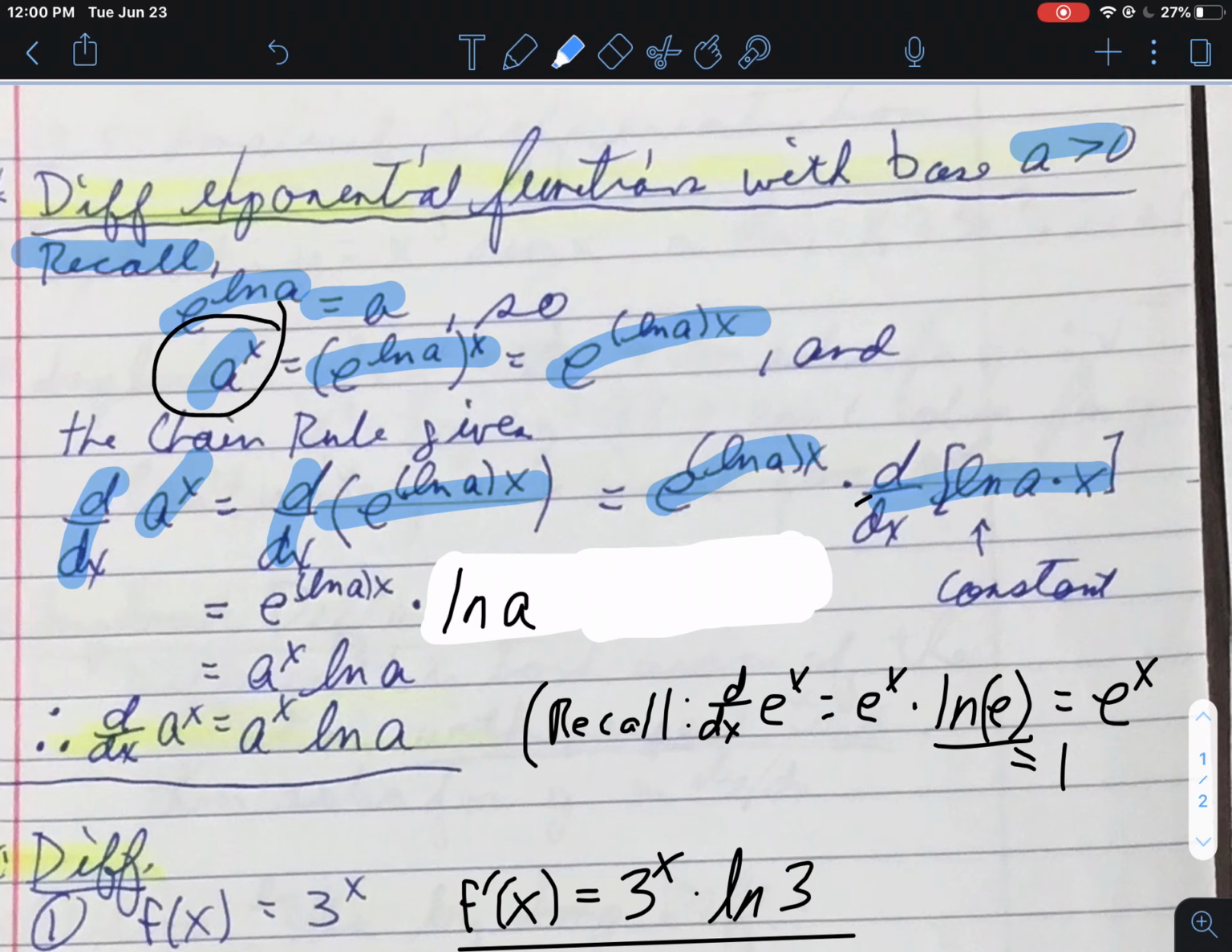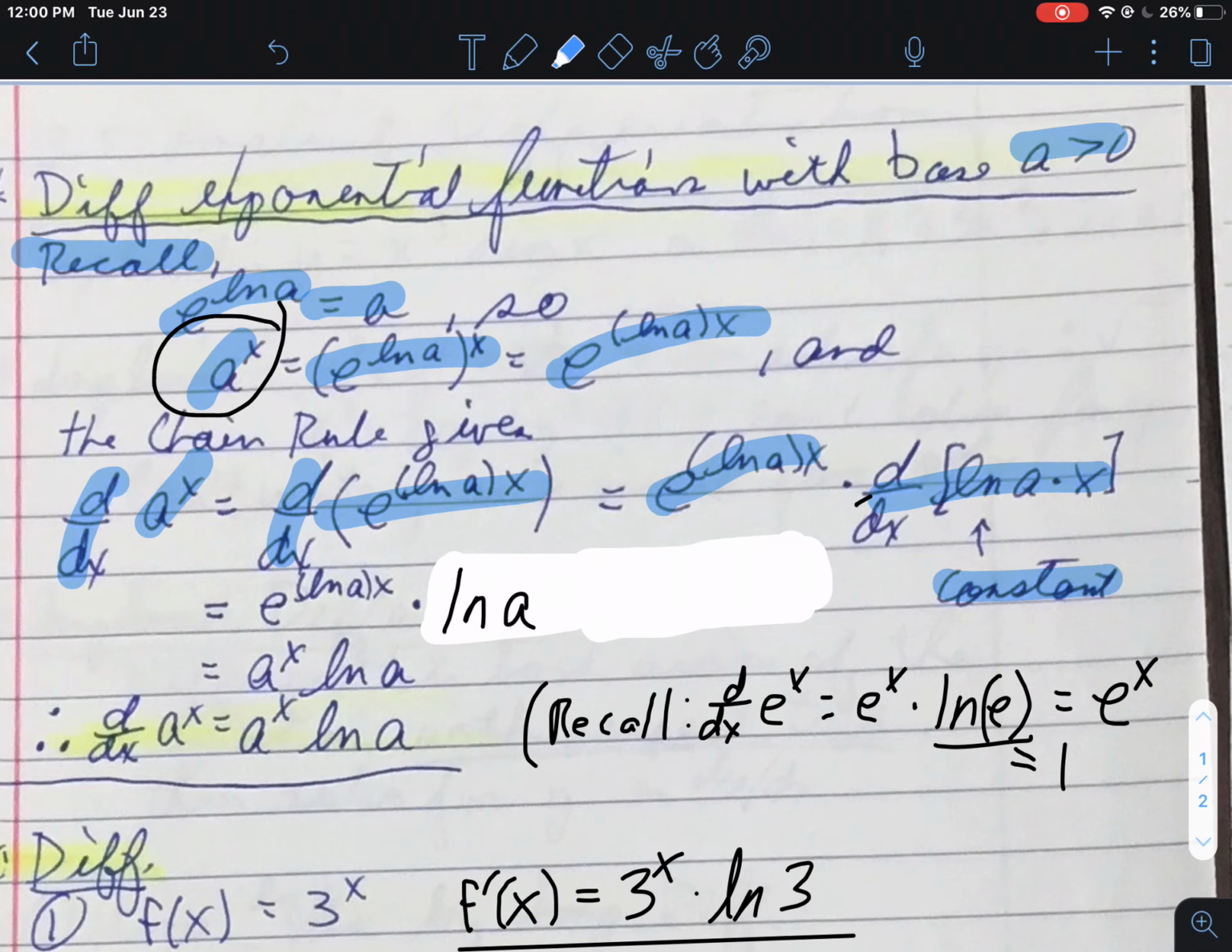So the derivative of e to the ln of a times x is equal to e raised to the ln of a times x, the function, times the derivative of the exponent. Now the exponent in this case is natural log of a times x. Now remember, natural log of a, that's just a number, that's a constant. A is a positive constant.